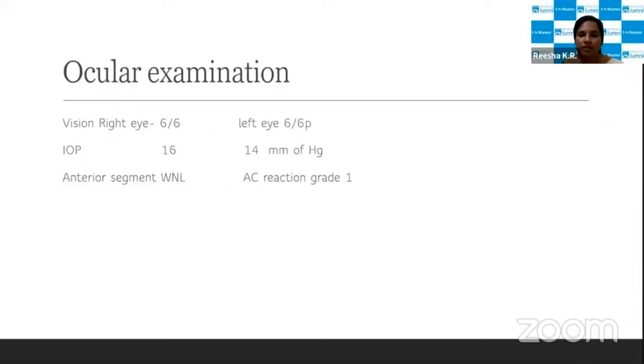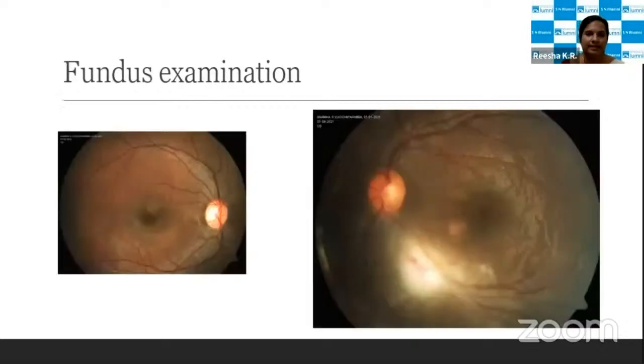She didn't have any history of ocular or systemic illness prior to this episode, and she was given IV methylprednisolone for 3 days and oral steroids elsewhere. On ocular examination, her right eye was normal with 6/6 vision. Left eye, she had 6/6 blurred vision. IOP was normal. Anterior chamber showed grade 1 cells.